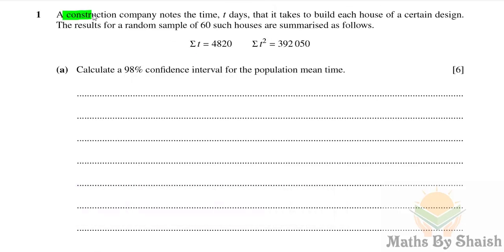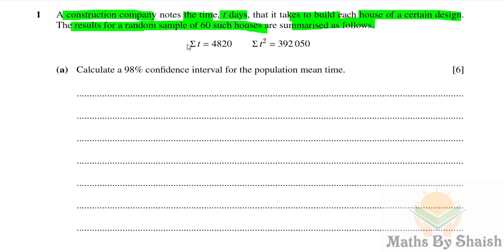A construction company notes the time T days that it takes to build each house of a certain design. The results for a random sample of 60 such houses are summarized as follows. Sigma of T is 4820, sigma of T square is 392,050. Part A is to calculate a 98% confidence interval for the population mean time.